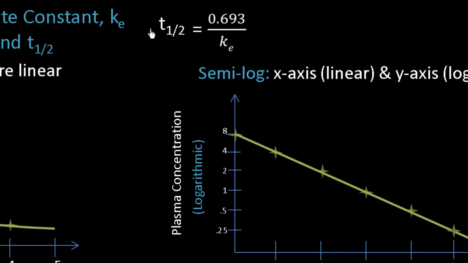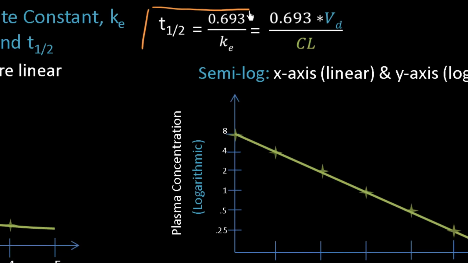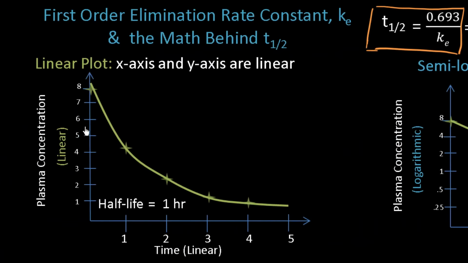And so while I said you didn't have to memorize this equation, you should memorize an equation that is derived from it. And here was the equation which was derived from it. So what we want to do is really discuss how we get this. So what we did is we drew a first order elimination rate graph using a linear plot, and we said the half-life was equal to 1 hour.